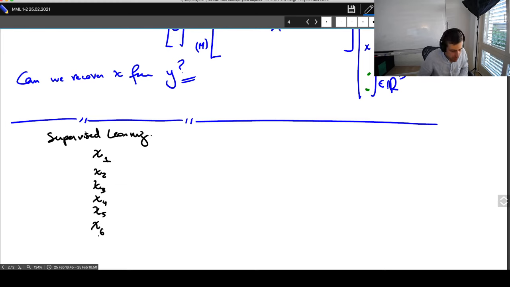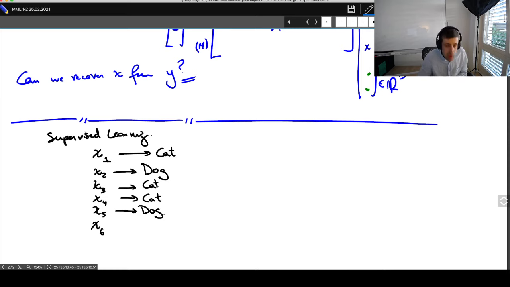Think of them as pictures, for example. And the idea of supervised learning is that you also have labels. So maybe you know that picture x1 is a picture of a cat, and picture x2 is a picture of a dog. Picture x3 is another picture of a cat. Then you have another picture of a cat, and you have a picture of a dog. So you know these are pictures of cats and dogs. And now the question that supervised learning is interested in is: I give you a new image. Can you tell me if it's a cat or a dog? Can you learn what is a cat or a dog? It's not just about learning the geometry of the data.